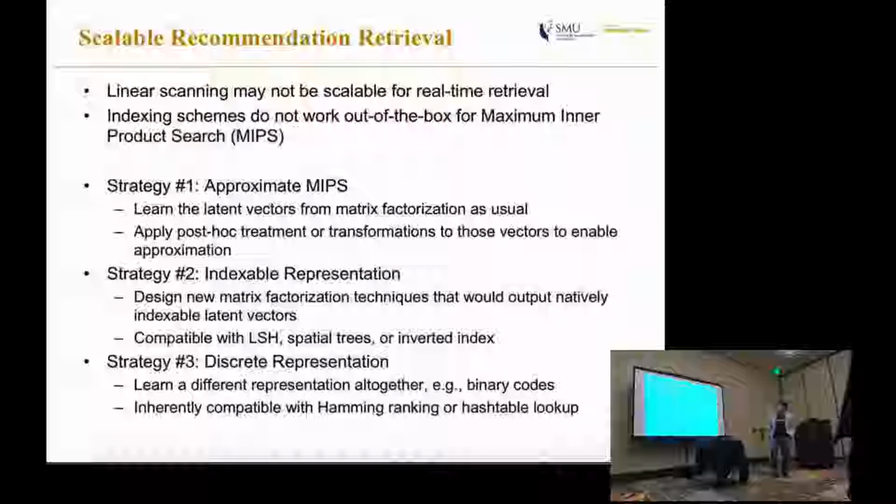Now, we are going to discuss a second strategy, which is what we call the indexable representation. The indexable representation comes down to the idea that we know beforehand that we want to learn these preference vectors that we are going to use for retrieval. If we know beforehand, why don't we learn a representation that is going to be natively indexable? Just make sure that at the point of learning it is going to be compatible with the different indexing schemes.